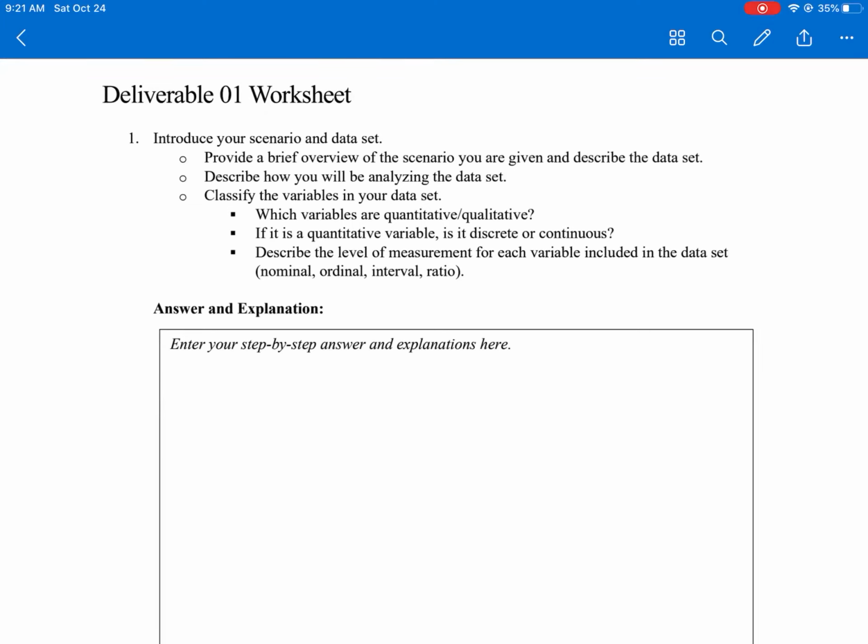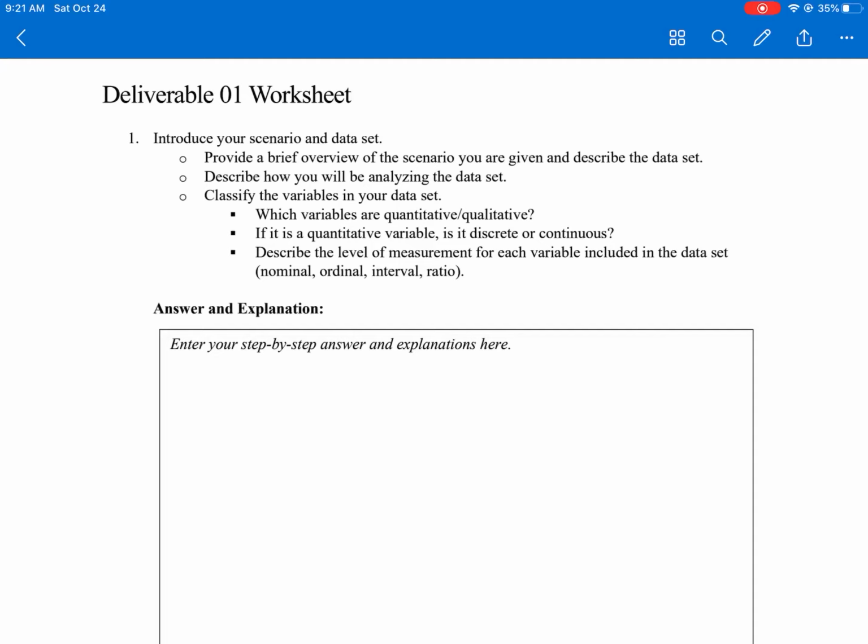It says classify the variables in your data set. Which variables are quantitative, qualitative? If it is quantitative, is it discrete or continuous? And then describe the level of measurement for each variable included in the data set. So what that means is, is it nominal, ordinal, interval, or ratio?